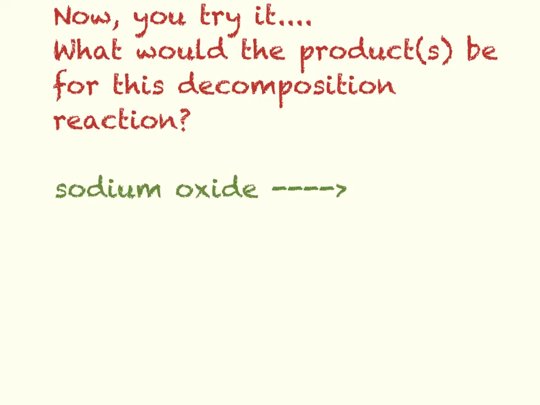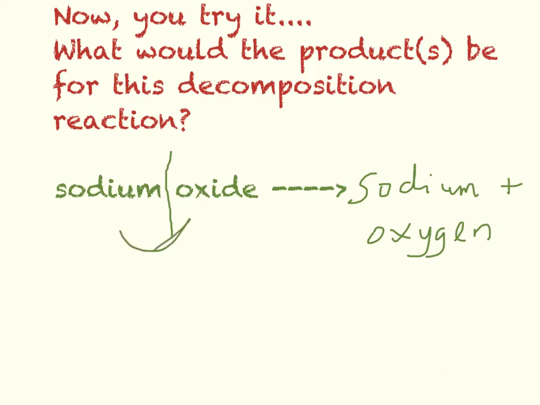So hopefully you came up with the idea that the sodium oxide is going to split up into its separate parts, and it's going to produce sodium. So we have our metal here, sodium metal. And then what would the oxide become? Well, it would become oxygen. And so we would have oxygen gas. And we don't write it as oxide because oxygen is only oxide when it's in a compound like here. When it's by itself, we just call it oxygen.